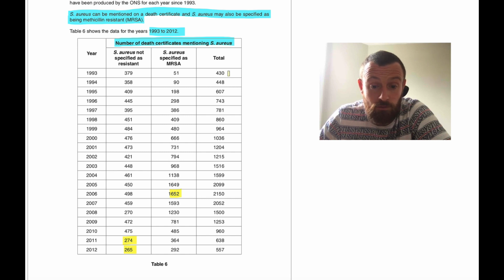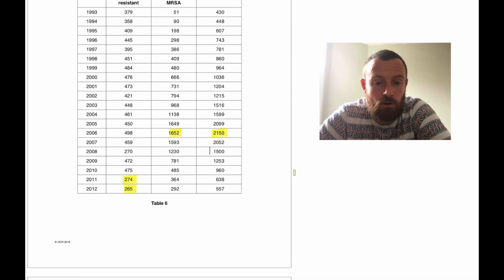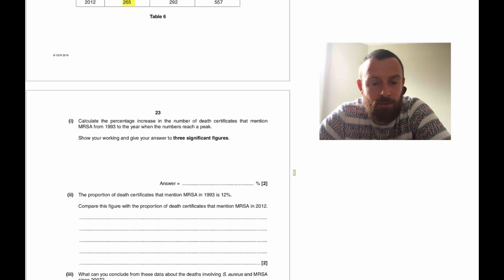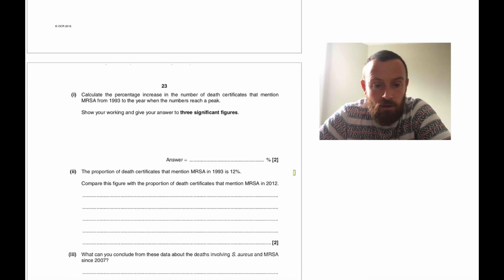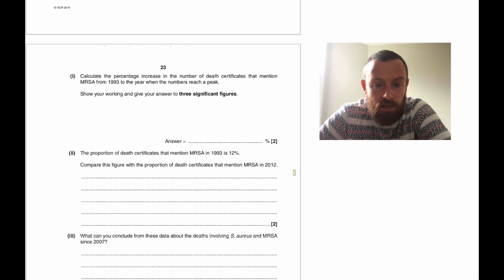And total, again, it's climbing, it's climbing, it's climbing. We've got a maximum in this year, and then it's decreasing. Okay, all right. Calculate the percentage increase in the number of death certificates that mention MRSA from 1993 to the year when the numbers reach a peak.